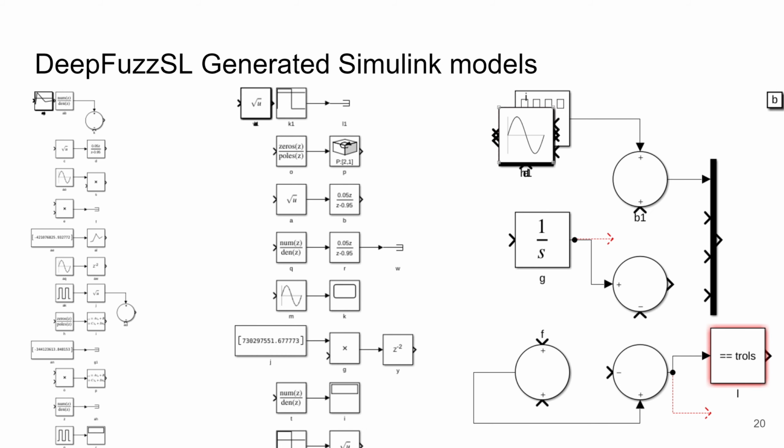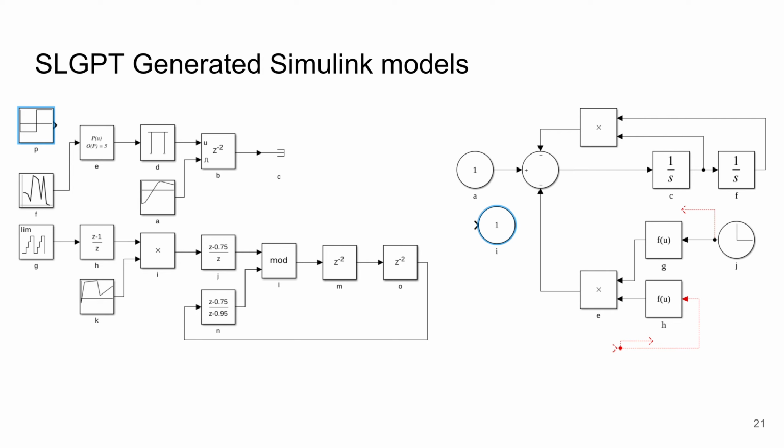So here are 3 examples of Simulink models generated by DeepFuzzSL. You can see that most of the models are connected in pairs and do not really resemble how a human would design a Simulink model. On the other hand, the SLGPT generated models are closer to how a human would design a Simulink model, which can be seen in these examples.